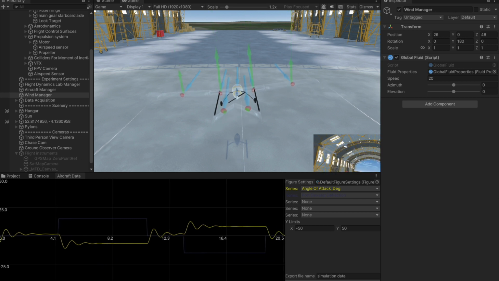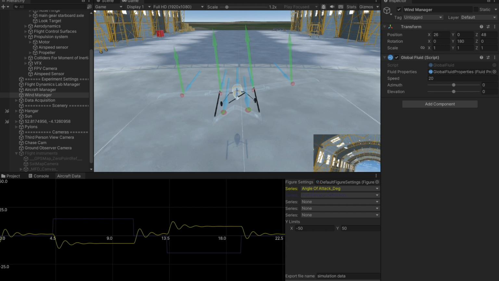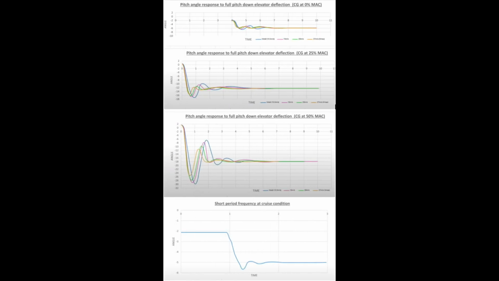The Albatros was tested for its pitch response across 3 different CG locations, 0%, 25% and 50% of the mean aerodynamic chord, at 4 different wind speeds, to respond to the free stream.